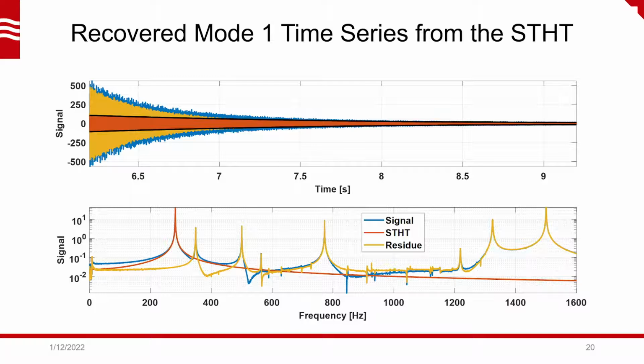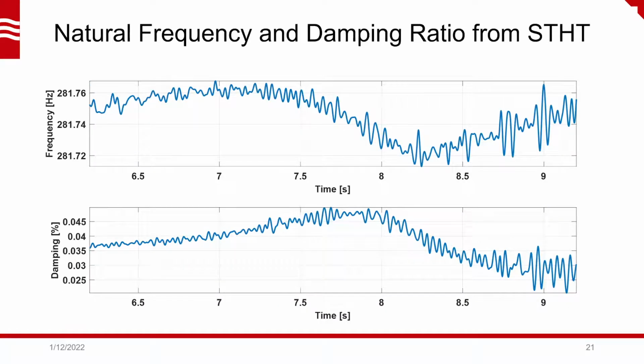In each plot, the original response is in blue, the short-time Hilbert transform result is in orange, and the residual is in yellow. You can see in the frequency domain that the first mode has basically been perfectly extracted from the response, as there is nothing left of it in the residual. And based on the derivatives of the amplitude and phase, as determined by a central difference derivative with no additional smoothing, these are the quasi-linear natural frequency and damping ratio of the first mode.